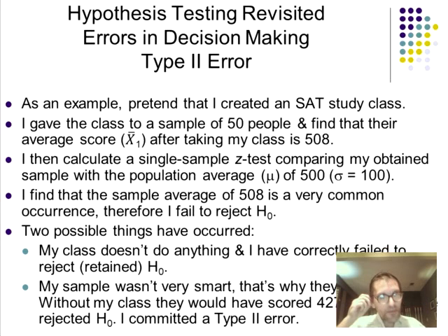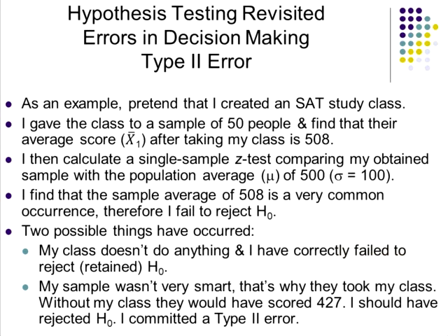And so again, it's very possible that I have two different outcomes if I fail to reject the null. One, my class doesn't in fact do anything and I have correctly failed to reject the null. I've made a good choice. Or, as I said, my sample was kind of not very smart. That's why they took my class, okay? If they hadn't taken my class, they would have scored a 427. I brought them from 427 up to 508, looked at the 508 and said it's not different from 500, and said, fail to reject the null.